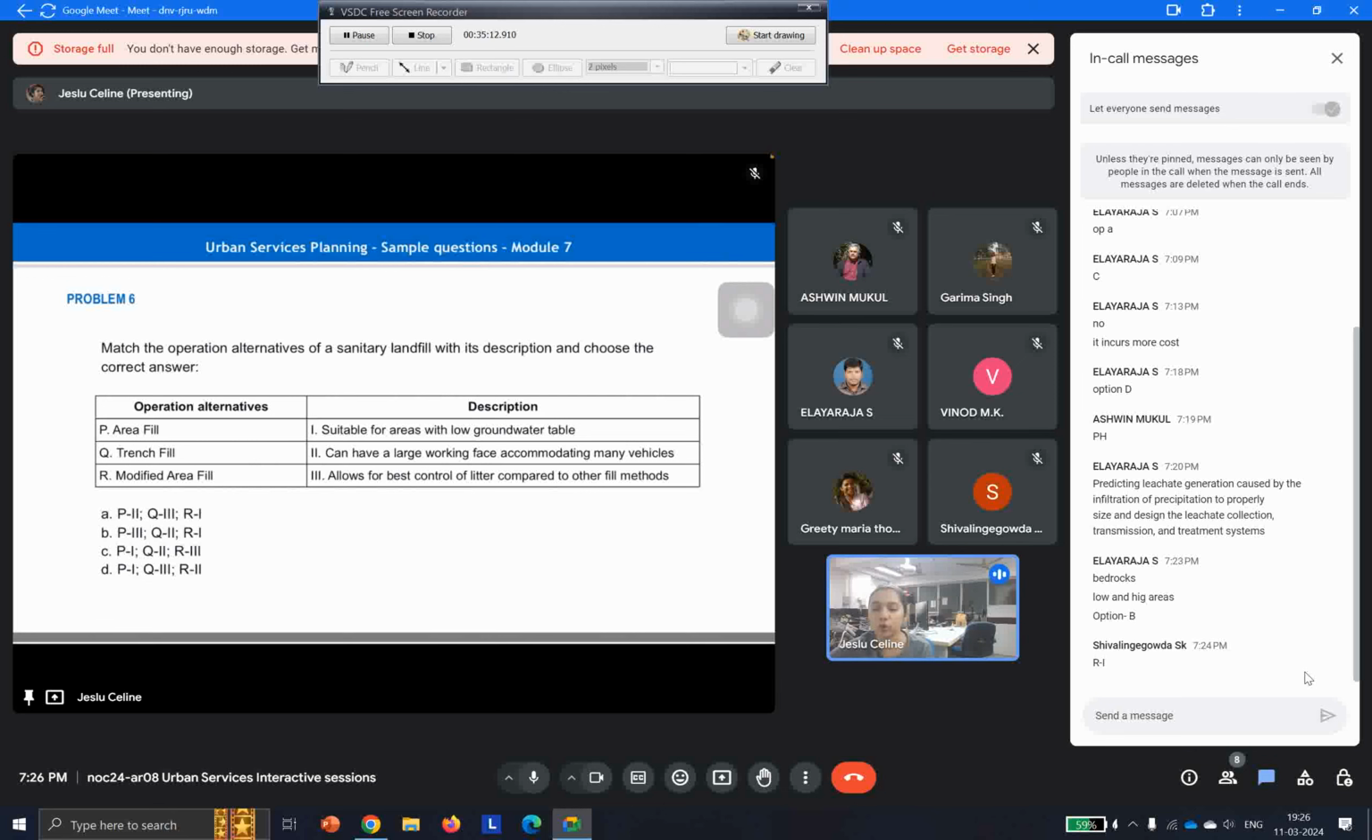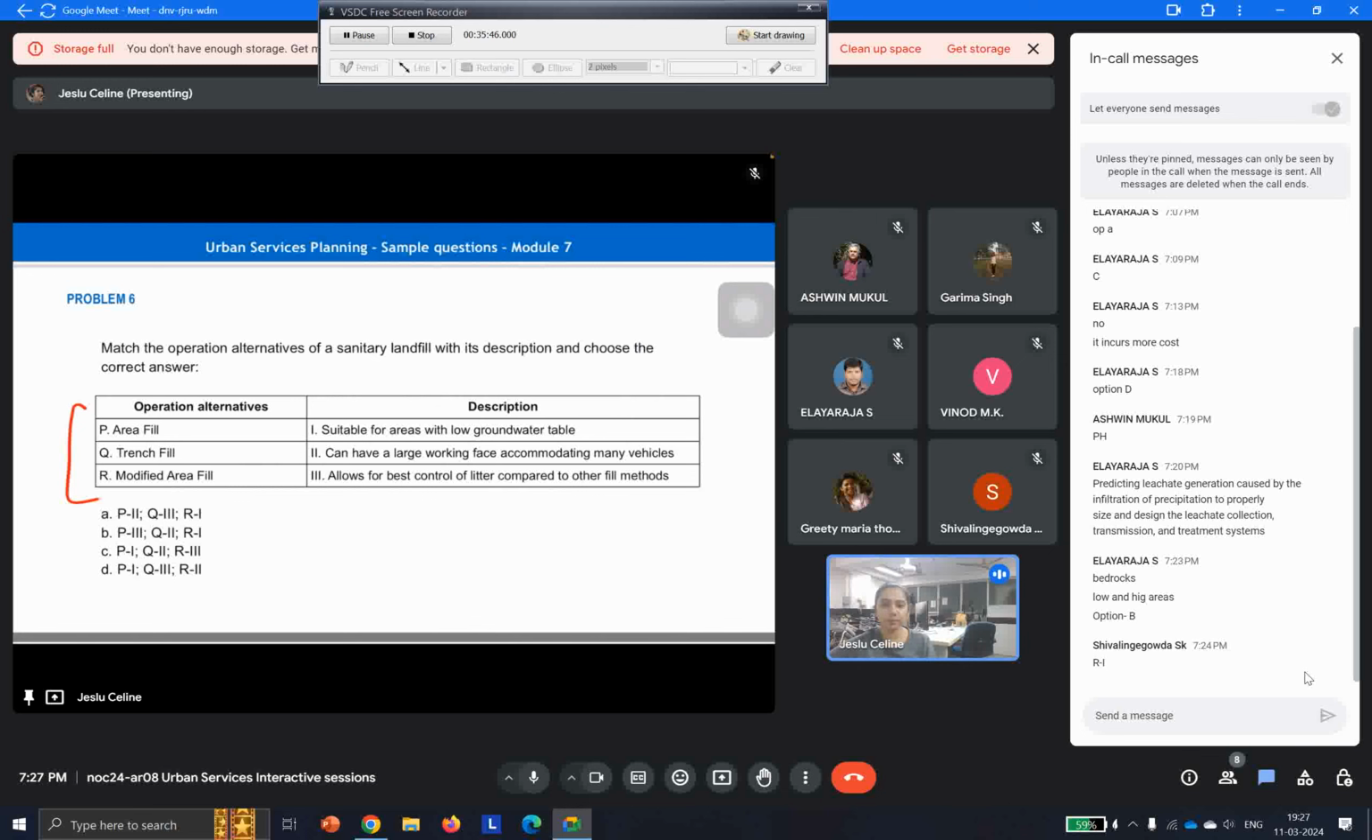Match the operation alternatives of a sanitary landfill with its description and choose the correct answer. The operation alternatives are area fill method, trench fill method, and modified area fill method. The descriptions are: 1, suitable for areas with low groundwater table; 2, can have large working phase accommodating many vehicles; and 3, allows the best control of litter compared to other fill methods. These are the three different types of filling of landfills which we have discussed, and their descriptions are given.